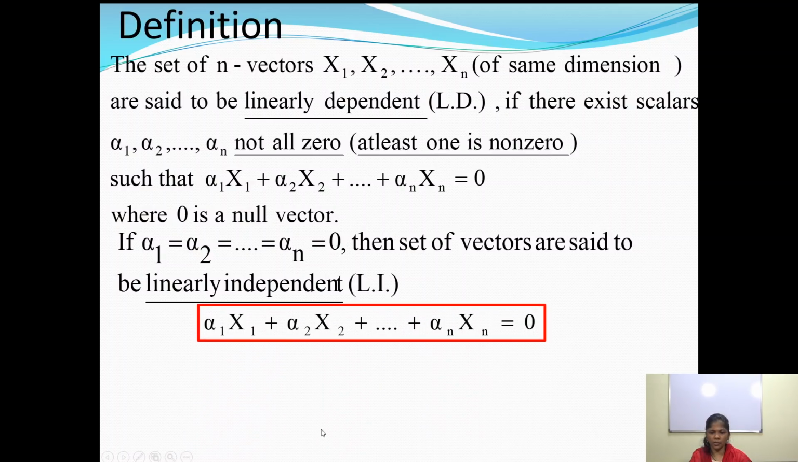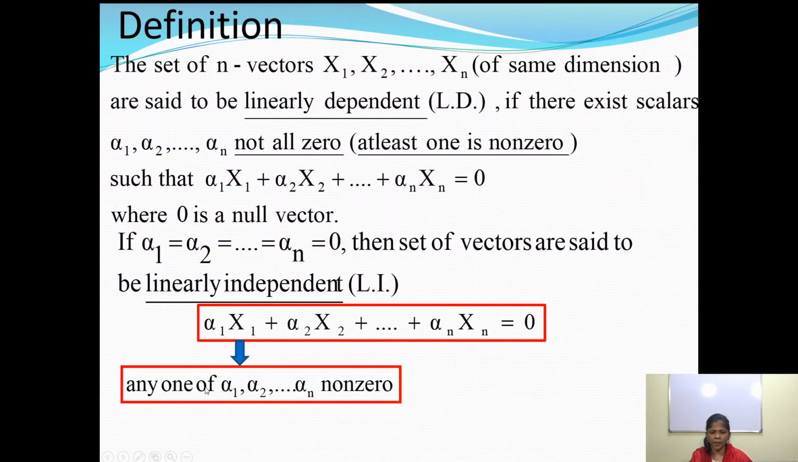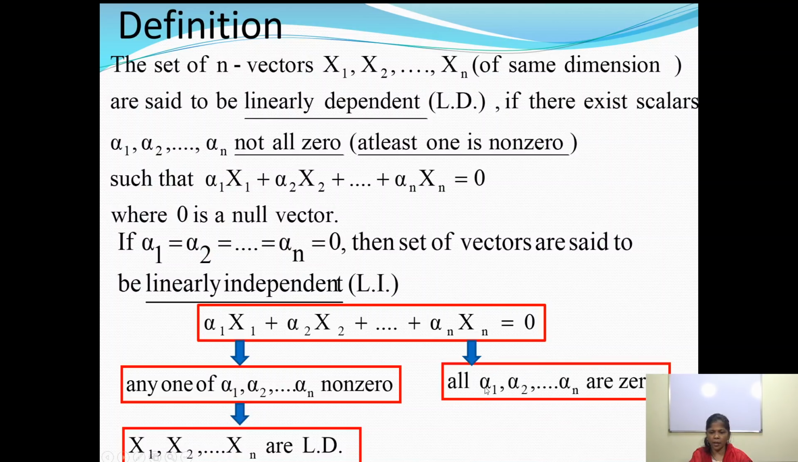Take the linear combination equal to 0. What will be the possibilities? If any one of the scalars is non-zero, then the given set of vectors is linearly dependent. The next possibility: if all scalars are 0 in a linear combination, then the vectors are said to be linearly independent.